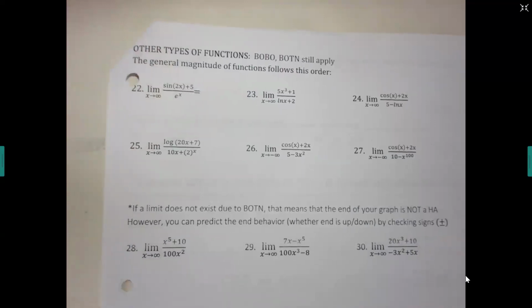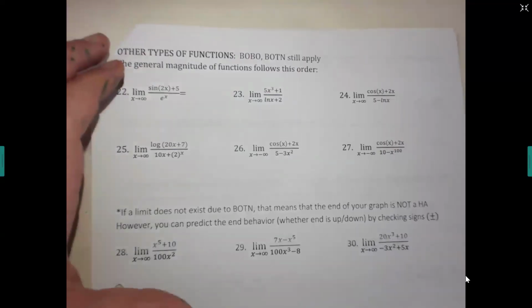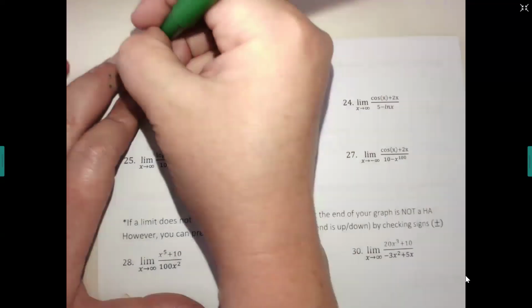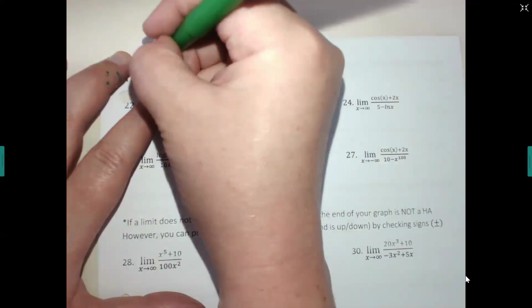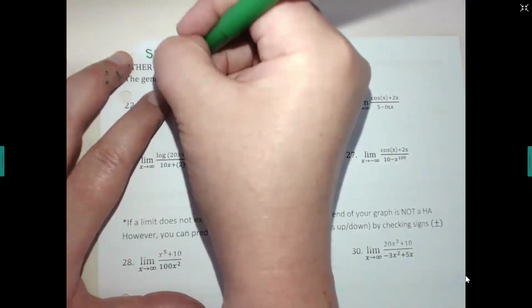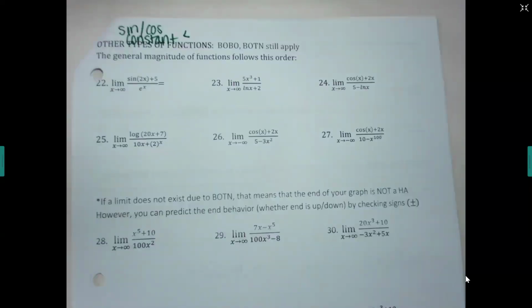Okay. So if you have other types of functions, in pre-cal this did not happen. You were always doing polynomials. Here's the order. The smallest functions are sine, cosine, and then any other constants. Now, when I'm talking about a constant, I'm talking about like a 5 or a 6, not anything with an x. So a constant is like a number by itself.